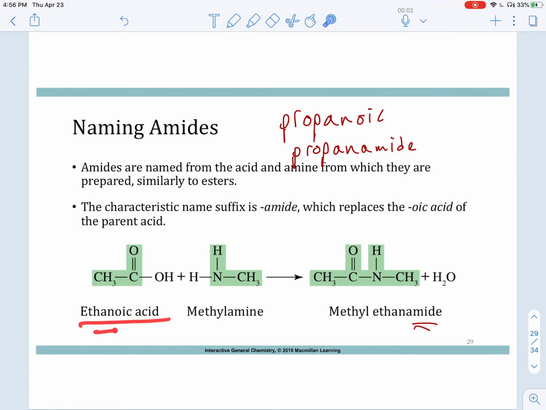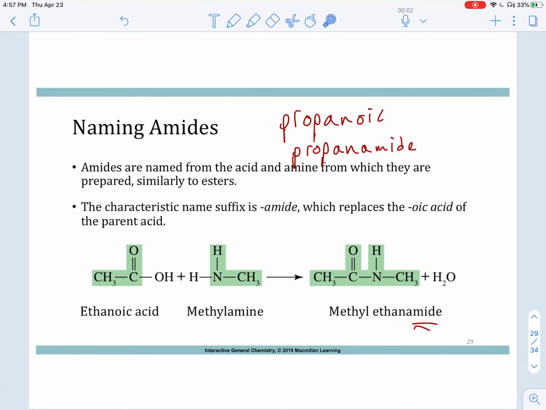So if we take ethanoic acid and add methylamine, so this is an amine but with a methyl group, we're going to get methyl ethanamide. So it tells you what's coming off of the N and where this ethanoic acid came from. So in this case, it came from the ethanoic acid. So methyl to the right came here, ethanamide from the left there. Again, this will take some practice.